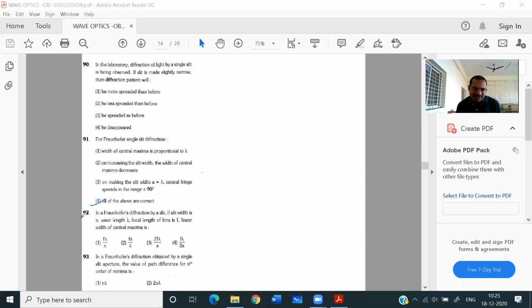Next. Question number 92. In Fraunhofer diffraction by single slit, if the slit width is a and wavelength is lambda, focal length is F, then what is the linear width of central maxima? Central maxima width formula is beta is equal to 2 lambda D by a. Clear?